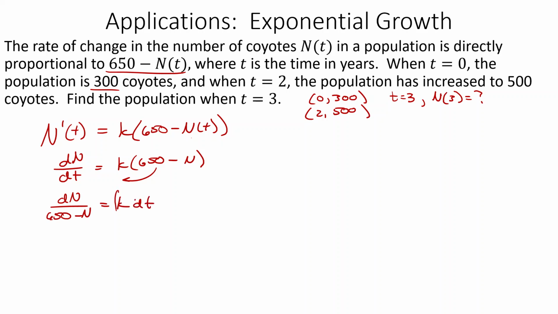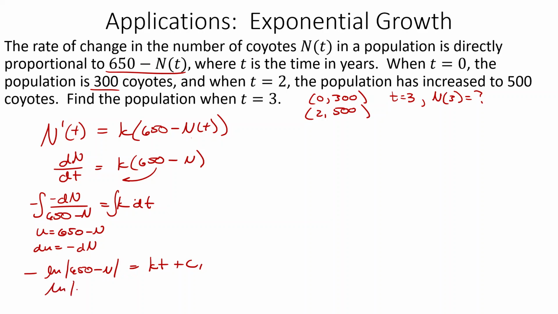Integrate both sides. Going to have to do a little substitution over here, because the bottom was not just n. So we get negative dn, so we get a negative here and a negative here. All right, so there's the du over u. So this is negative ln of the absolute value of 650 minus n. Over here, we're just going to get kt plus c. Call that c1. All right, we can move the negative over. So we'll get the ln of 650 minus n equals negative kt minus c1. Doesn't really make much of a difference if we call it plus or minus.